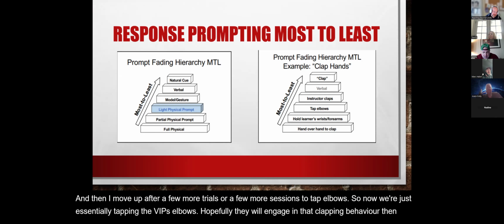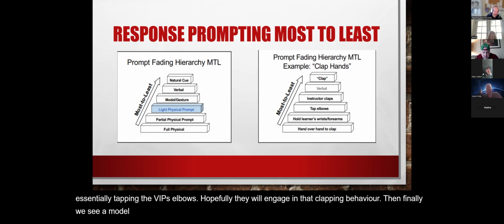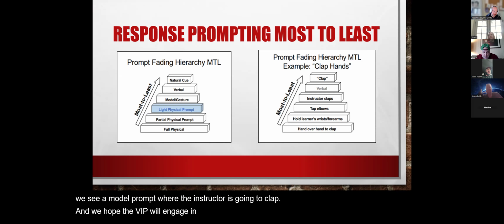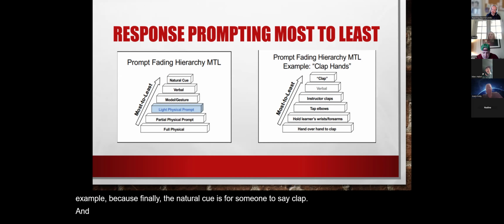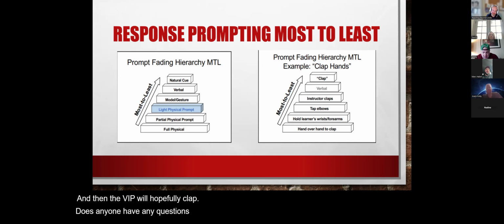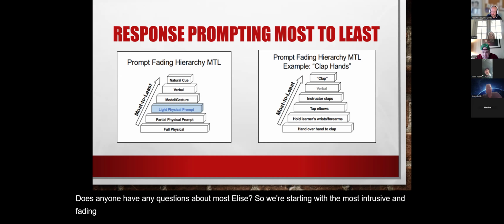Finally, we see a model prompt where the instructor is going to clap. And we hope the VIP will engage in that behavior. There's no verbal prompt they're using in this example because finally the natural cue is for someone to say clap, and then the VIP will hopefully clap. Does anyone have any questions about most to least? So we're starting with the most intrusive and fading to the least intrusive. And any questions about that?